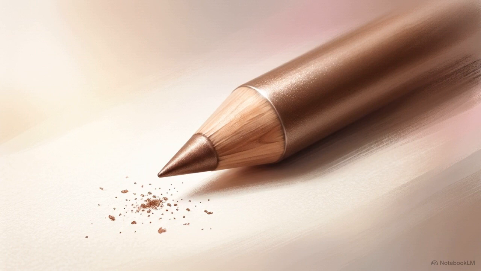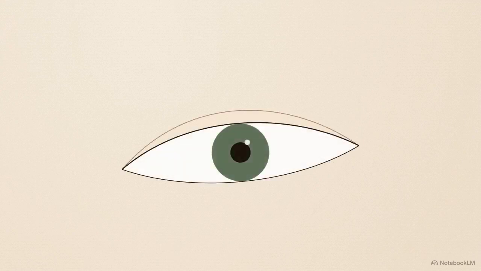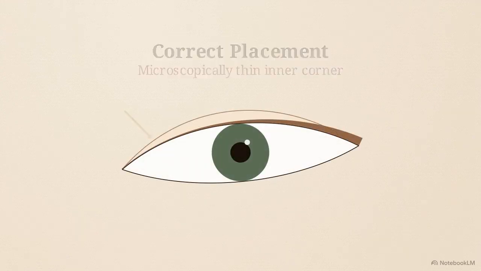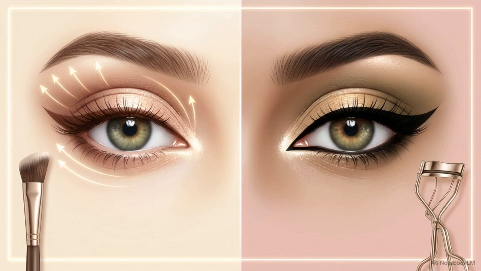Brown is the necessary default. It defines the lash line beautifully without creating the harsh, shrinking boundary of black pigment. Placement rules here are strict. The line must remain microscopically thin near the inner corner. A thick inner line will visually swallow the available lid space. As we see in this comparison, the outer third of the eyeliner must subtly follow the natural upturn of the eye. This creates a soft, lifting wing that continues the established rhythm of the brow.